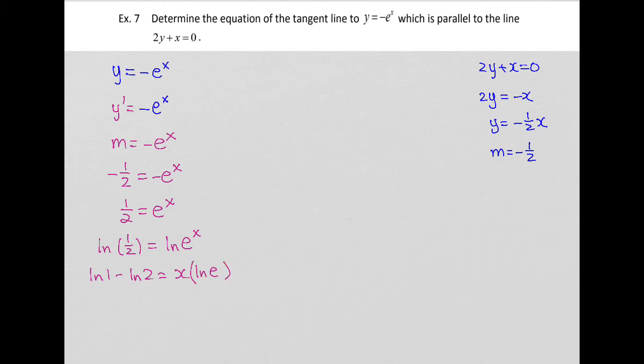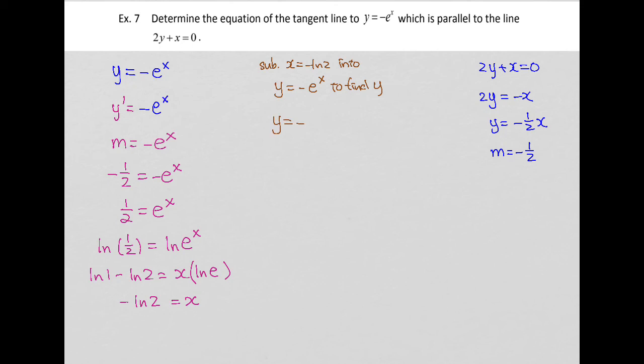Bring down the exponent. And ln 1 is 0, so it will become negative ln 2 equals x times 1, which is x. So now we know x is negative ln 2. So we have the slope, we have the x, but in order to find the equation, I also need to find the y value. So we're going to substitute the x value, which is negative ln 2, into our function y equals negative e to the power x to find y.